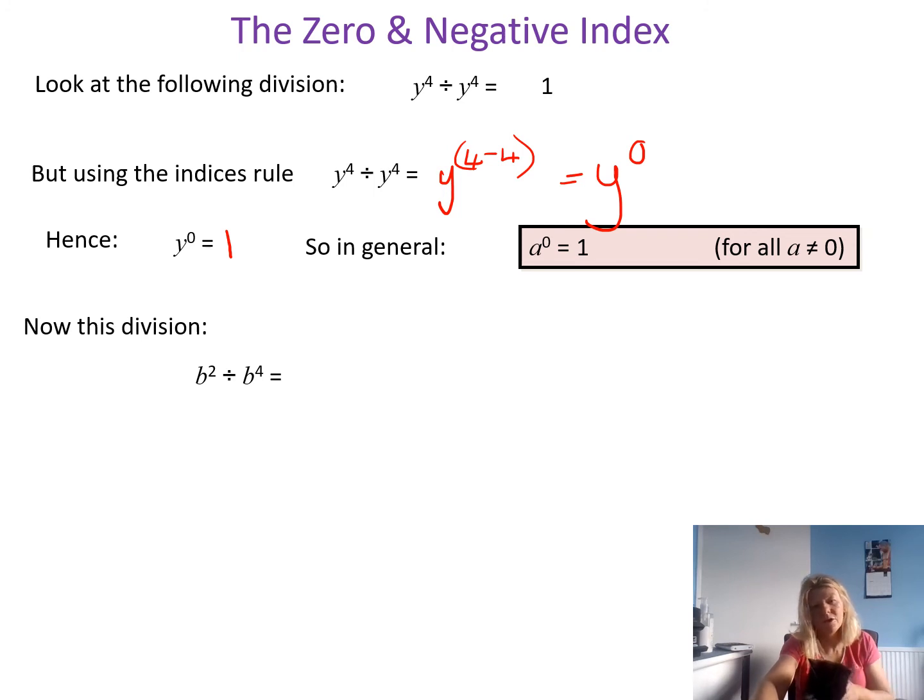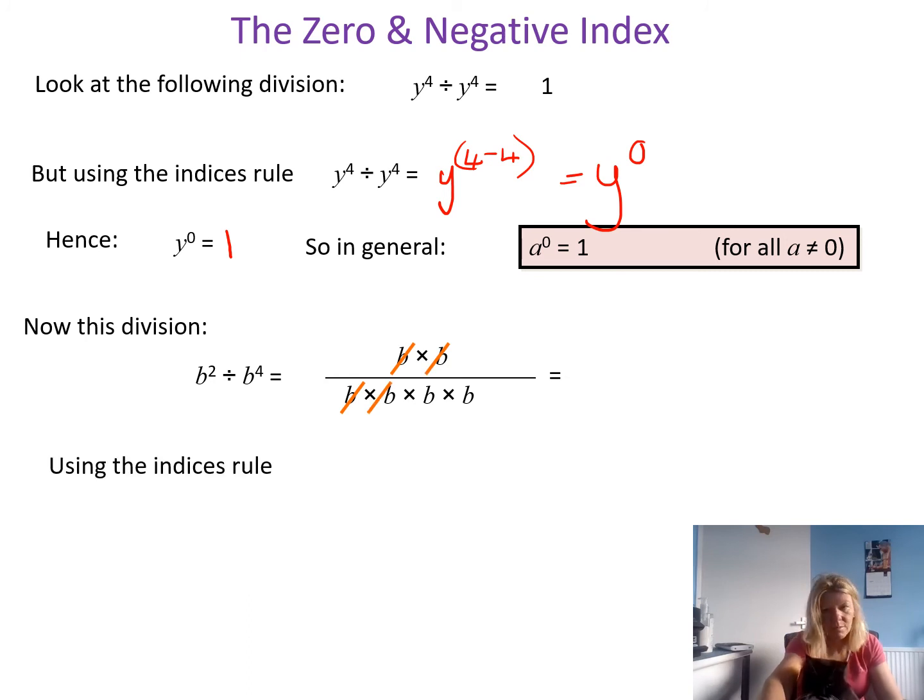Now this division. So what can we get from this? So now this division. Right, if you were doing that longhand, here we go. B squared divided by b to the 4, cancel them off. So we get 1 over b squared.